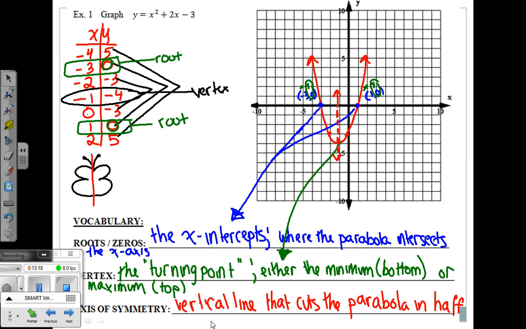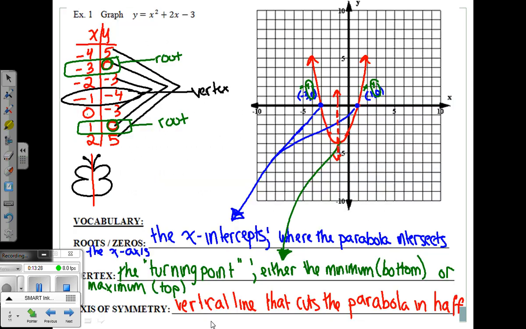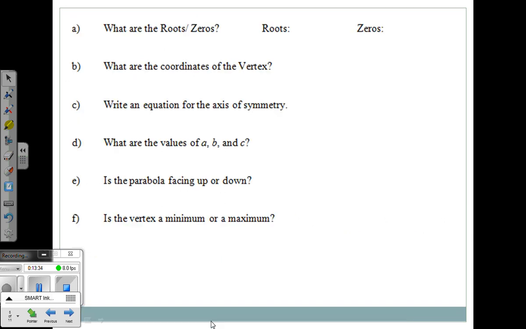Okay, so let's answer some questions about this. I'll be going back and forth between the graph and the questions. So this is actually asking us, what are the roots or the zeros? We already sort of did that work when we wrote the coordinates of the point. So let's rewrite them. It's the whole thing, -3, 0, and 1, 0.